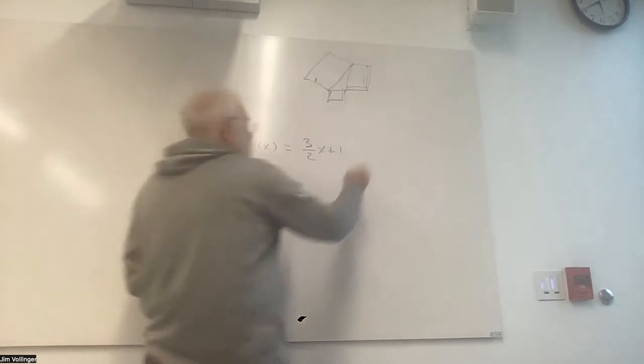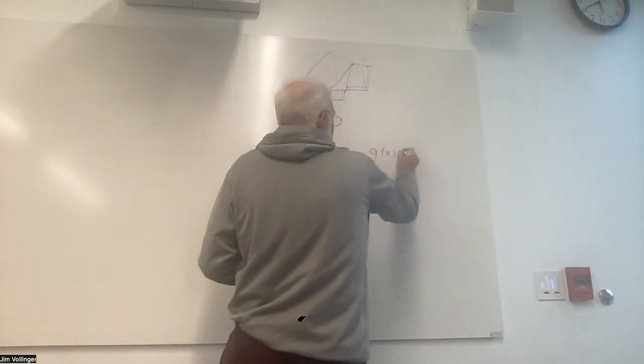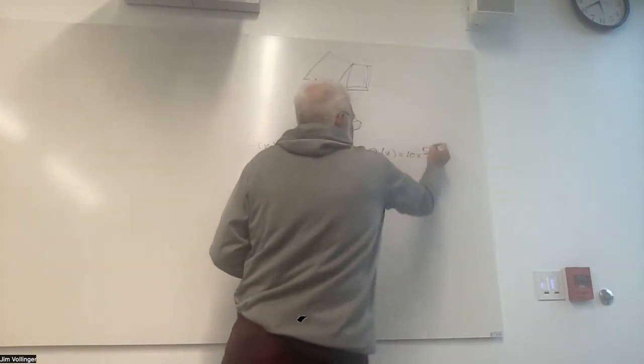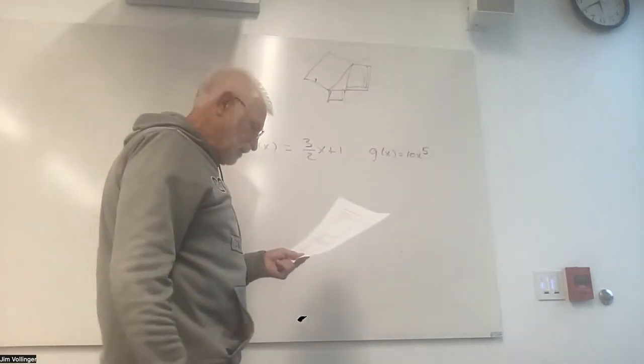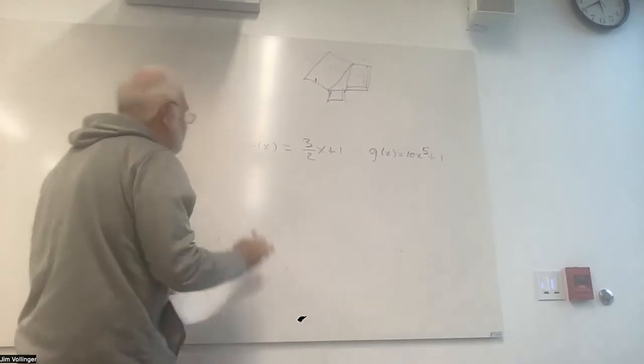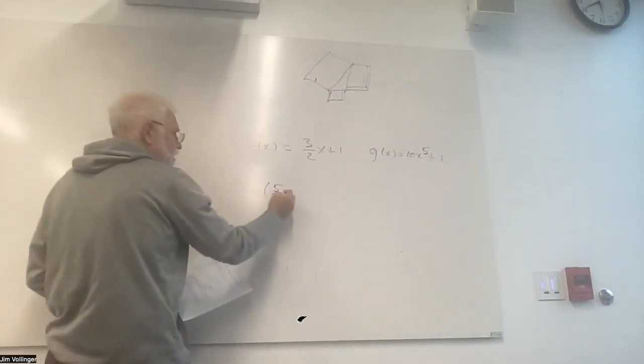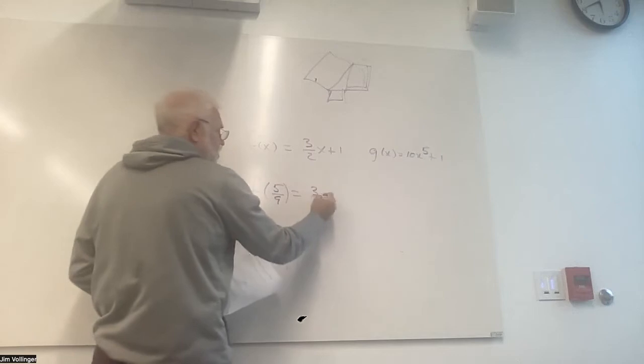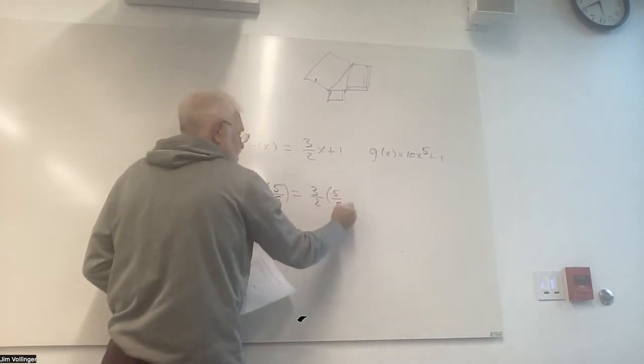G of x equals 10x to the 5th plus 1. And we're going to do the following. We're going to do f of 5/9. There's nothing new about that. So f of 5/9 is 3/2 times 5/9 plus 1.